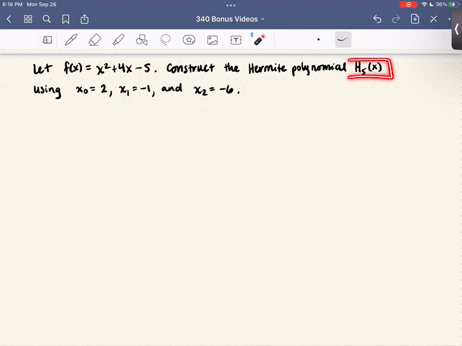Now, the Hermite polynomials agree with our function f of x at each of the nodes, and they also agree with the first derivative of our function at each of the nodes. So let's get all of the data that we're going to need to interpolate and match using this polynomial. First, I'm going to need to know the function values at each node. So f of x0, I'm going to plug in 2 to my function f here, and that'll give me 7.